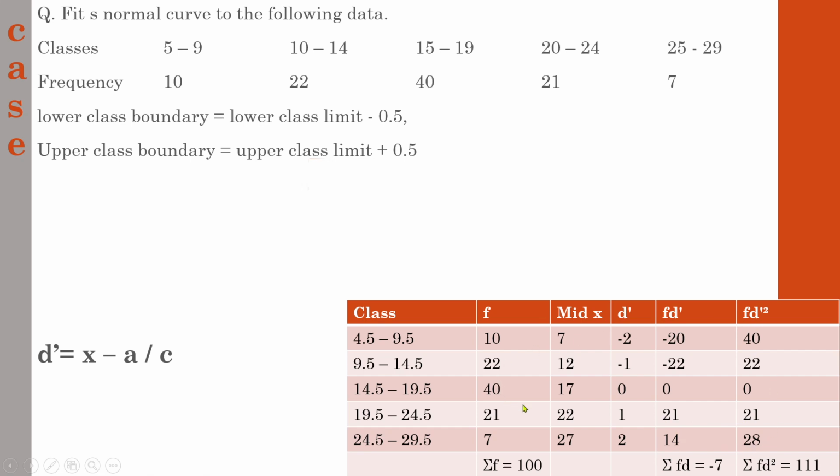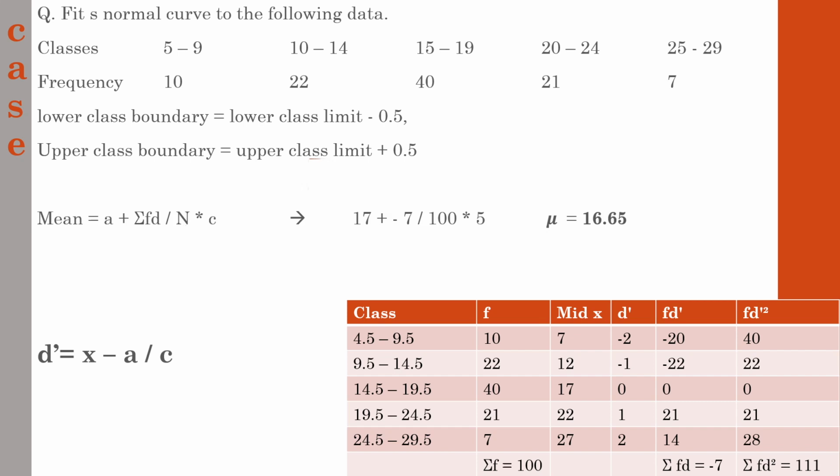Once you have found all the values of each of the columns, you need to take the total of each of these respective columns, that is the f column, fd dash column and fd dash square column. So take these totals, and once you find the totals of each of these columns, we will be using another special equation for finding mean. Mean equal to a plus sigma fd dash divided by n into c. It is an equation for finding mean.